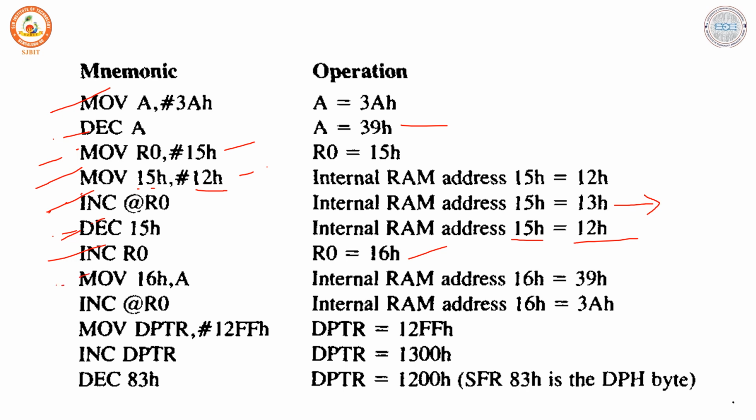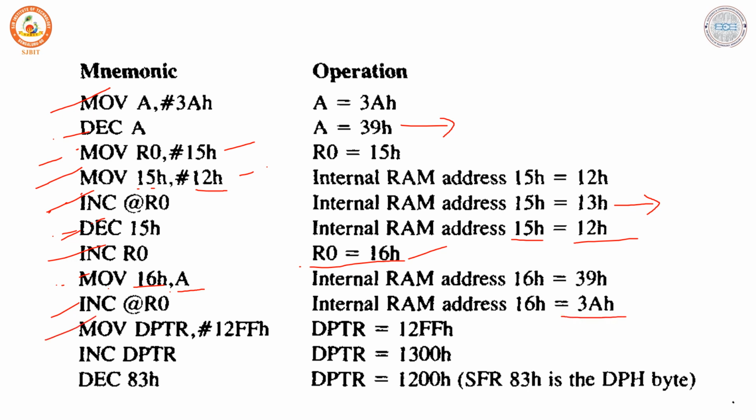We have the next instruction, move 16H, A, which takes the content of the accumulator, that is 39H, to the address location specified as 16H, and then increments at R0. Now the value of R0 is 16H because we have incremented it. At 16H we are loading the accumulator content 39H. Now again it is getting incremented to 3AH.